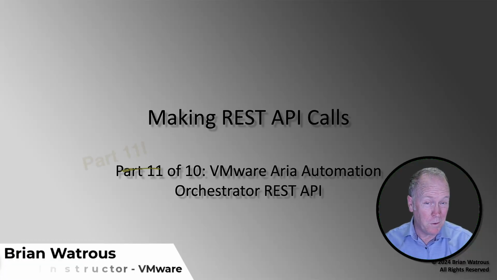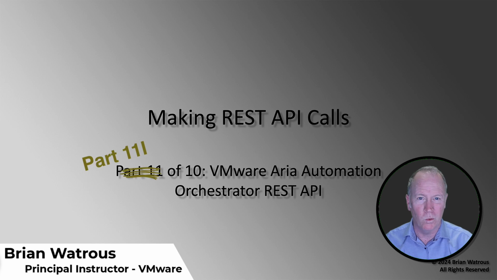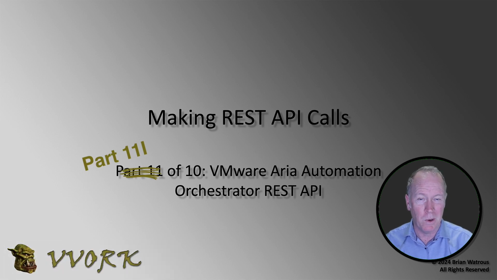In the previous few videos, we've been taking a look at how to run an Orchestrator workflow through the Orchestrator REST API. In this video, we're going to turn our attention to something slightly different. What we're going to be looking at is how to validate a workflow through the API. Let's take a look at that in the lab environment.